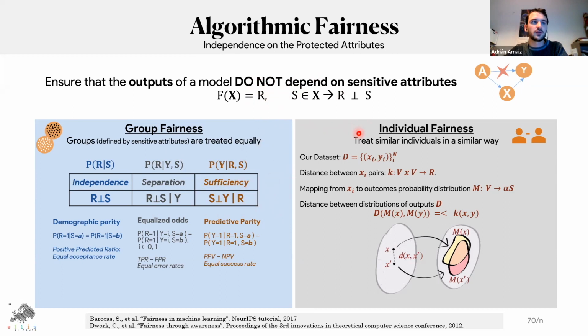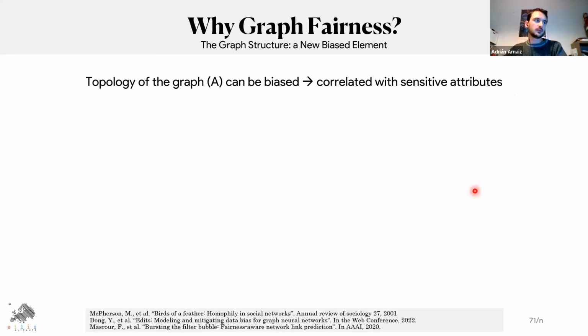And then we have individual fairness, that is, treat similar individuals in a similar way. It's very related to Lipschitz continuity: if two points are close in the original space, in the data space, they have to be close in the decision space. But why graph fairness? That's the main point here, and I really wanted you to get to this point.